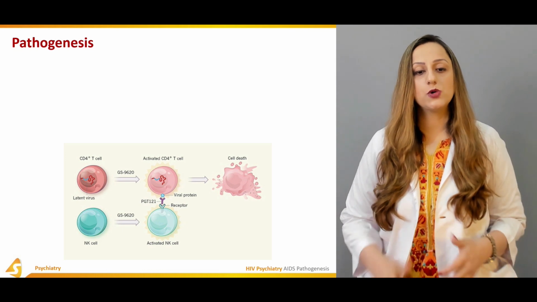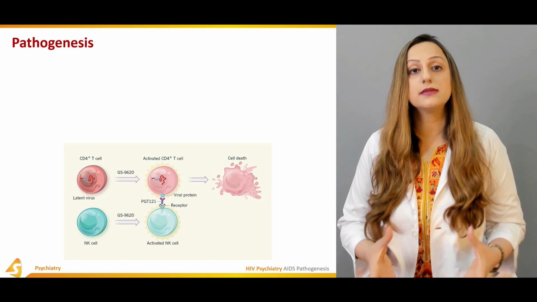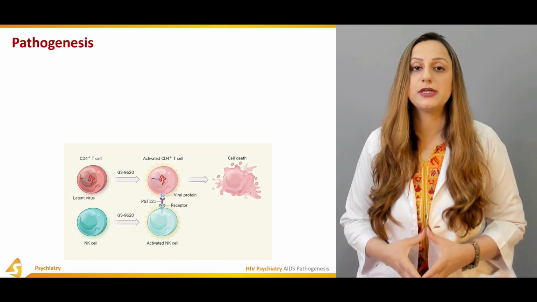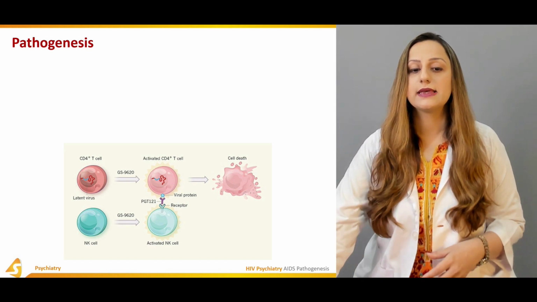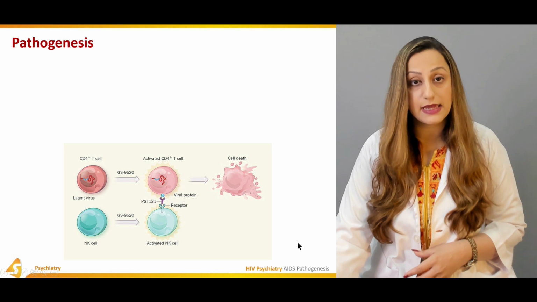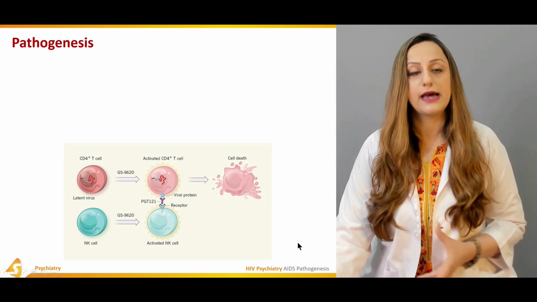Now, when we talk about the pathogenesis of the underlying mechanism taking place in patients of HIV or acquired immunodeficiency syndrome, what happens here is that, as you can see, we have this latent virus residing inside the CD4 T cells, and on the other hand, we have the natural killer cells.